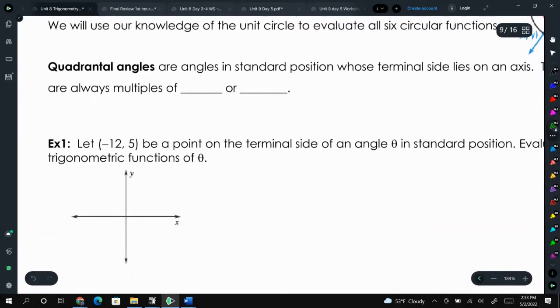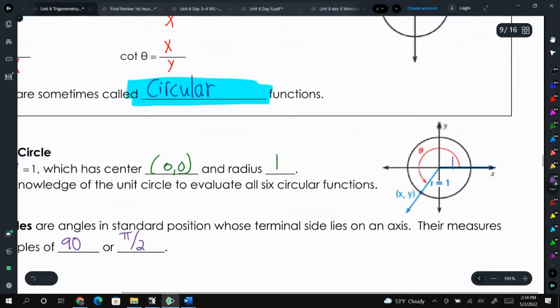Quadrantal angles, that's a new term for us, and we've talked about it a little bit before. They're always multiples of 90 degrees or pi over 2 because they are at the angles where we switch quadrants. This angle would be 90 degrees right there, and then we would have pi over 2, and then we would have 180 degrees, and so on.